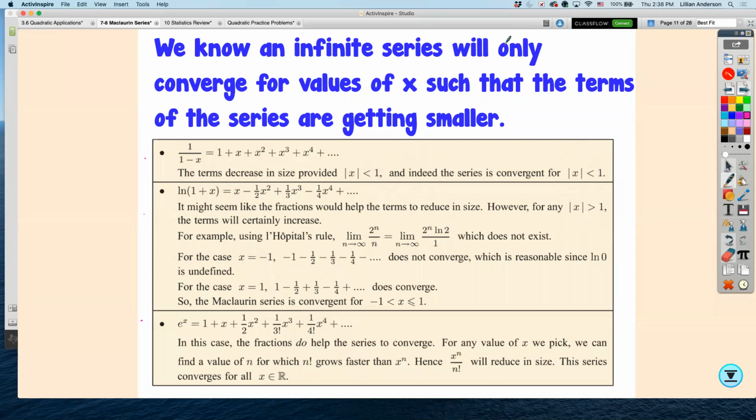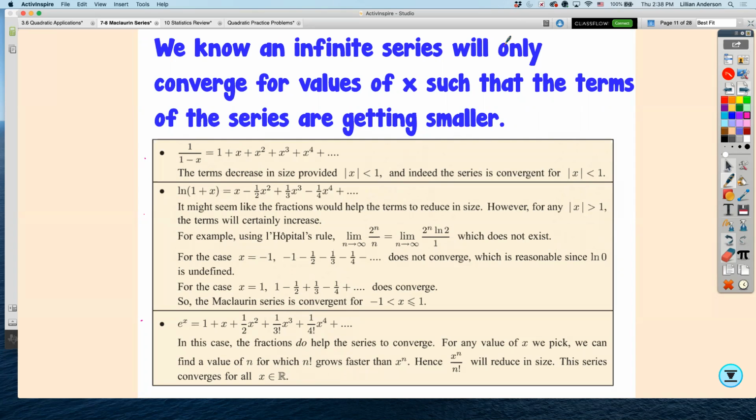Ln of 1 plus x, there's your series there. As you can see, my x's are being squared, cubed, raised to the 4th power, but they are being multiplied by 1/2, 1/3, 1/4, and so on and so forth. It might seem like fractions would help the terms reduce in size. However, if x is again greater than 1, then the terms are going to continue to increase. If we use L'Hopital's rule for certain particular functions, it's not going to exist.